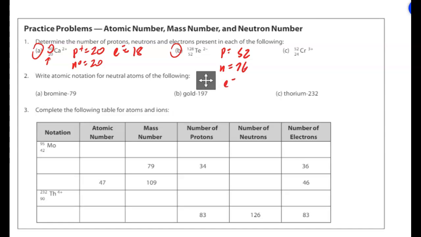And then electrons, if it were neutral, would be 52, but because it's an anion, because it's negative, it has gained electrons. It has gained 2 from 52, so it has 54 electrons.